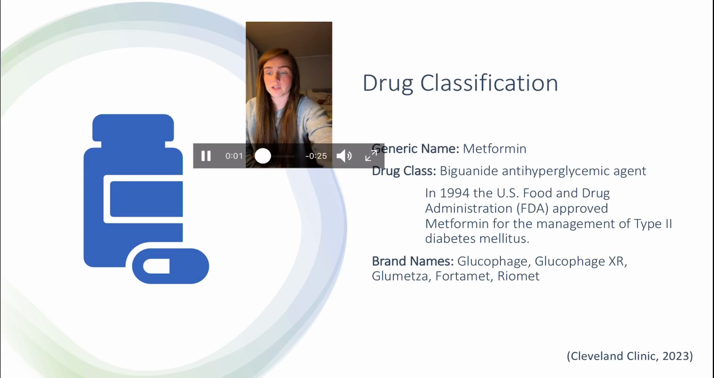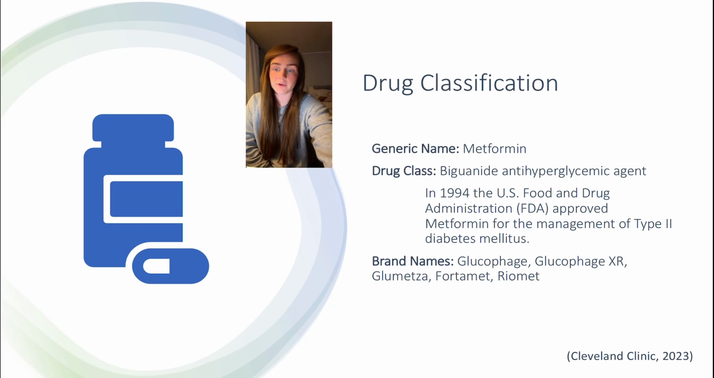Moving on to the drug classification, metformin is in the drug class of biguanide anti-hyperglycemic agents. The U.S. FDA approved metformin for the management of type 2 diabetes in 1994, so this medication has been used for several years now. There are a few different brand names such as Glucophage and Glucophage XR, and then of course the generic name is metformin.